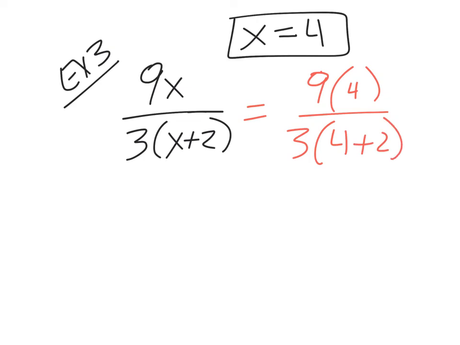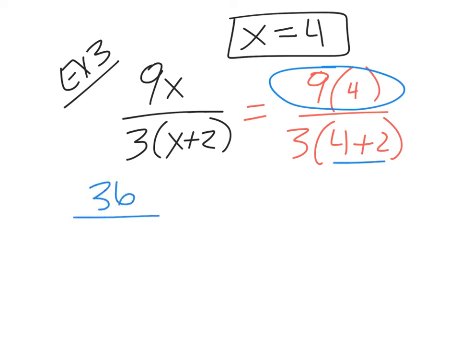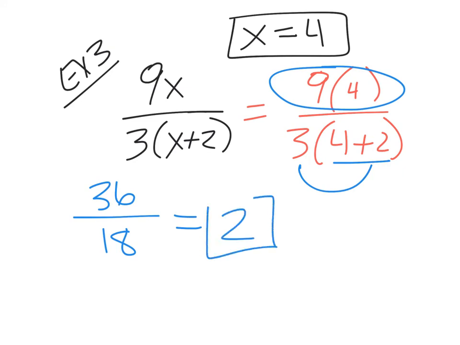Does it matter if I do the numerator or the denominator first? No, not really. So I can do 9 times 4, which is 36, put that on top. Now in the denominator I have to do the parentheses first. So 4 plus 2 would be 6 times 3 would be 18. So now I've solved my numerator and my denominator. So now I can do the last step, which is 36 divided by 18, which is 2.